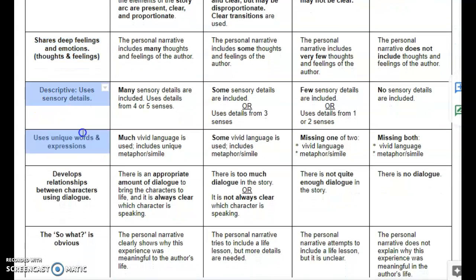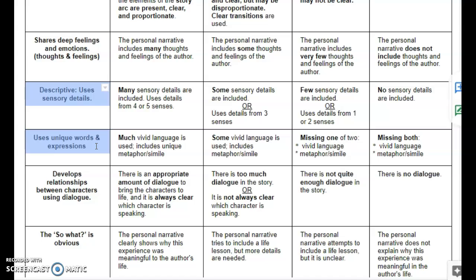These next two go together. Descriptive uses sensory details and uses unique words and expressions. So this is something new for this week. We talked about that vivid language and incorporating the different senses, right? Sight, smell, taste, touch, and hearing. So make sure that you're including those things. It really helps your reader to experience what you experienced.